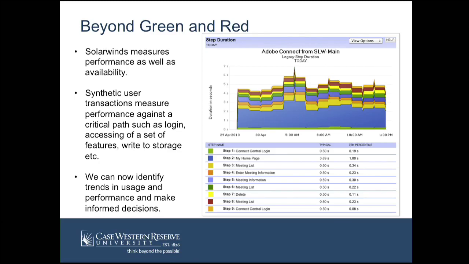So for instance, if we take a look at a service like Adobe Connect, SolarWinds will actually sign into the system. It will check the calendar for a meeting. It will create a meeting and then close a meeting. And all of those data points are measured, and then thresholds are set by the service owner, and then alerting can take place. So if the opening of a meeting takes longer than expected, we can send alerts out to the resolver teams and to our service desk, alerting them of the condition. And then that's monitored to see if that's a temporary situation due to traffic or whether it's a larger issue that needs attention. This now allows us to identify trends in usage and performance and make informed decisions about those.